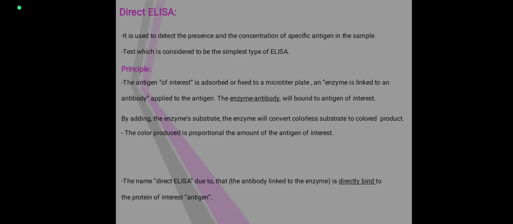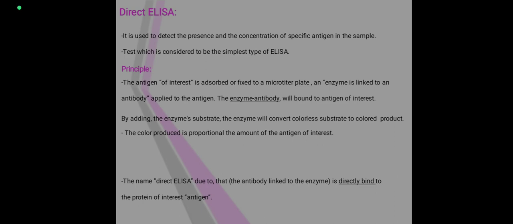Next we discuss about the types of ELISA. There are 4 different types of ELISA: direct ELISA, indirect, sandwich and competitive ELISA. First we move on to the direct ELISA. It is used to detect the presence and the concentration of a specific antigen in the given sample. The test is considered to be the simplest type of ELISA. Principle: the antigen of interest is fixed to a microtitrate plate. An enzyme is linked to an antibody applied to the antigen. The enzyme antibody will bind to the antigen of interest.